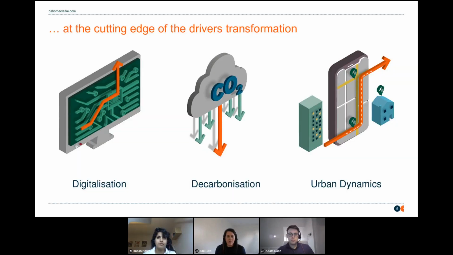And one of the key focuses of the firm is the drivers of transformation. Looking at where the sectors cross over with each other has really brought about these 3 key drivers that we're really focusing on with our clients and advice at the moment: digitalisation, decarbonisation and urban dynamics. If you're interested in any of those particular streams, please do head over to the Osborne Clarke website because there's a wealth of information there. And we'll come on to that as one of our hints and tips for your application research as we go through this session.